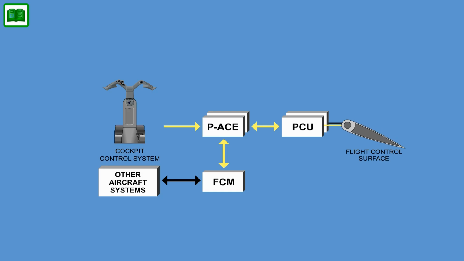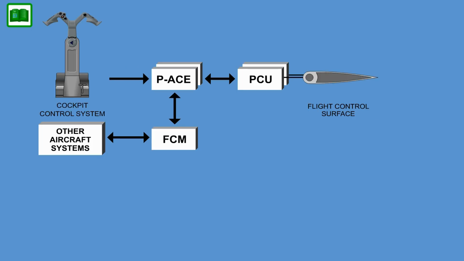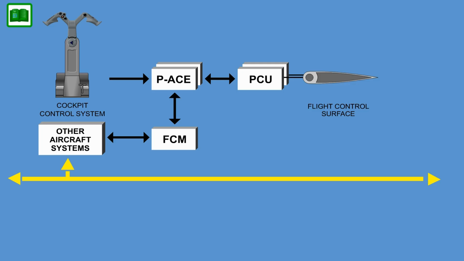This is used to augment pilot inputs for different airspeeds, and provides other high-level functions such as angle of attack limiting to the primary ACE units. The flight control system communicates with other aircraft systems via the Avionics Standard Communication Bus. The Avionics Standard Communication Bus provides data exchange between all flight control modules and with other components of the avionics system. The following systems provide data to the flight control system.